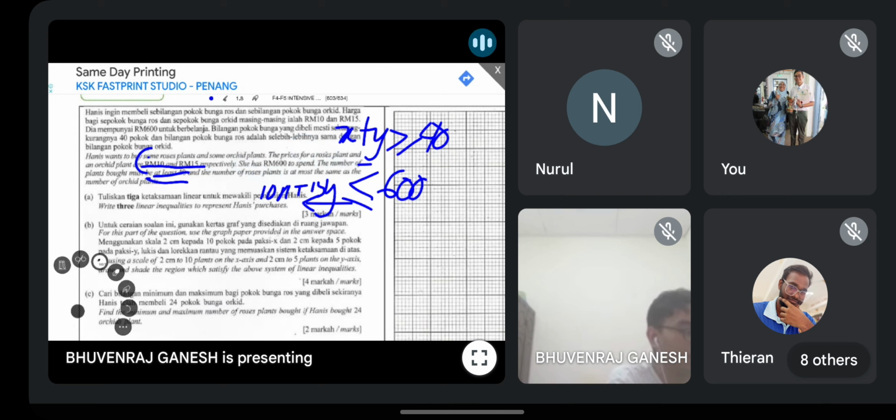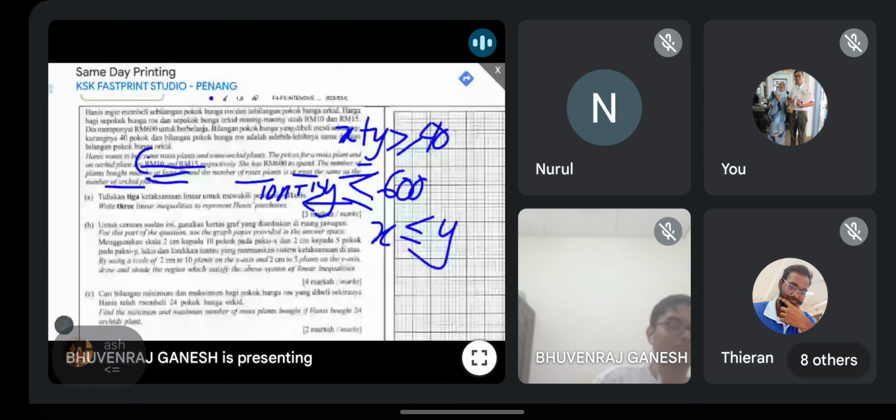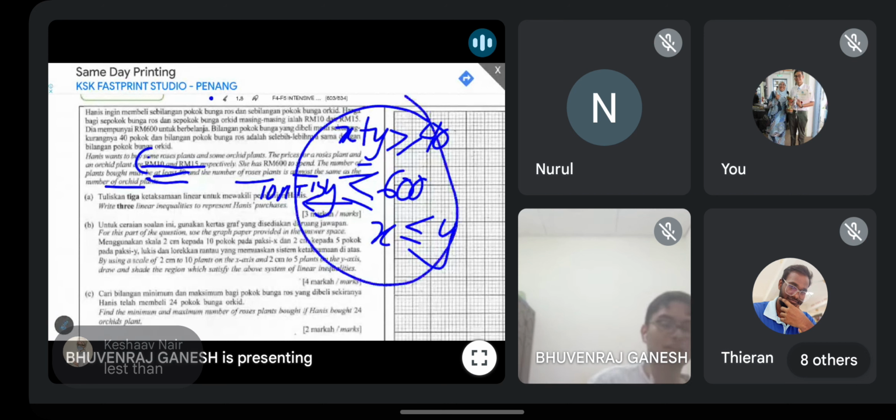Okay, so last one, they say the number of rose plants is at most the same as the number of orchid plants. So how will this one look like? What's the inequality? At most. So how will you write it? Anyone? At most? I'll tell you all: x less than or equal to y. Okay, correct. So x less than or equal to y. So from these three, you are going to draw the graph.